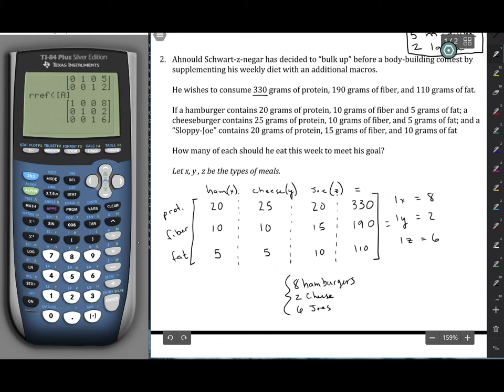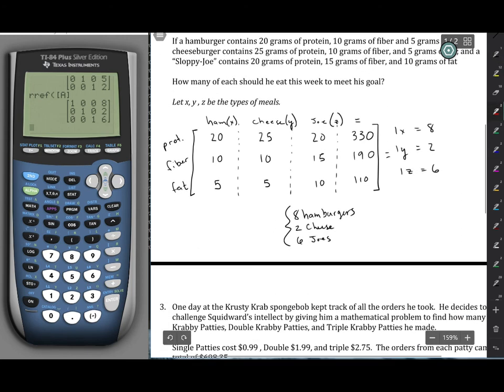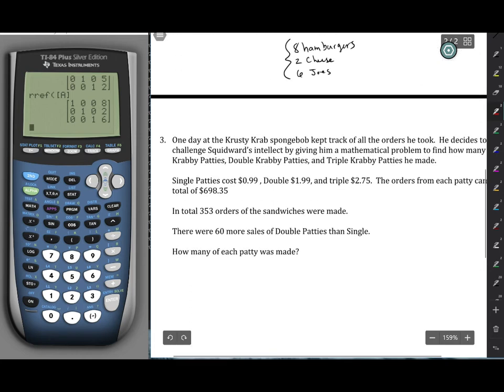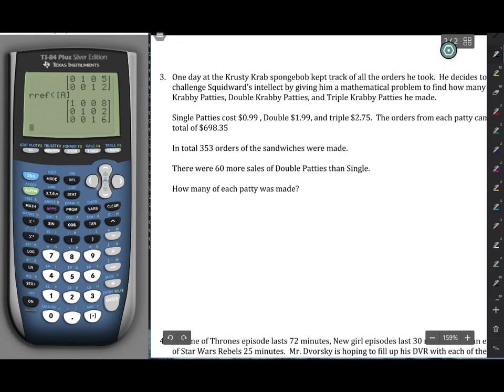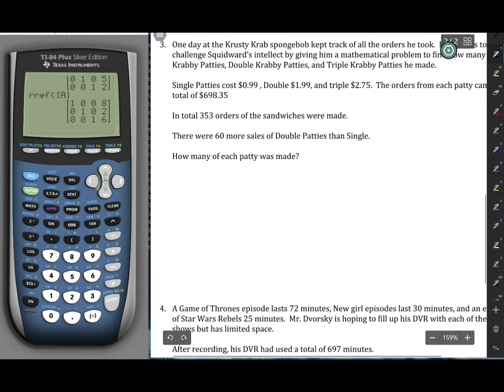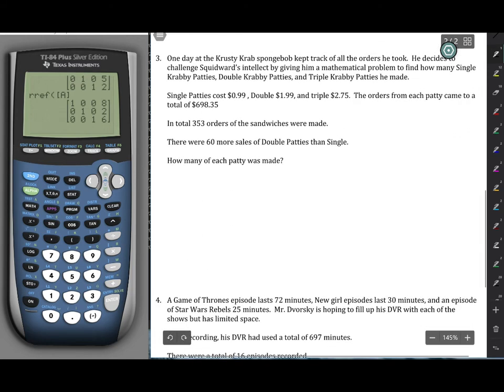So again, be careful setting up the matrices and solving those. You should be okay. The next problem. So just a lot of different examples here. And this one has a little curveball in it with some of our information. So one day at the Krusty Krab, SpongeBob kept track of all the orders he took. He decides to challenge Squidward's intellect by giving him a mathematical problem to find how many single Krabby Patties, doubles, and triples he made. Now we have single patties cost 99 cents. We have some cost. We know that 353 total orders were made. And we know that 60 more sales of double patties than single were made.